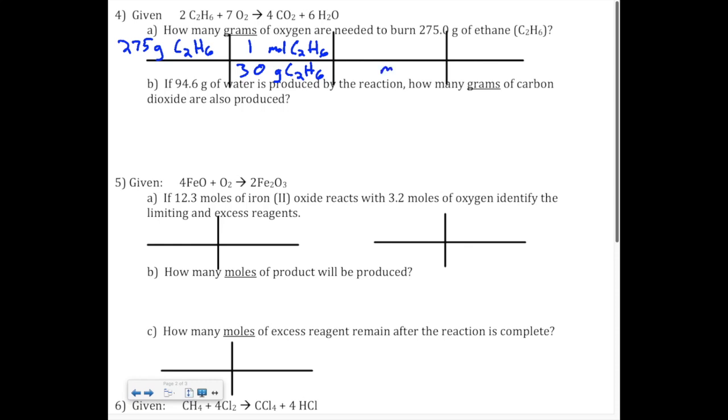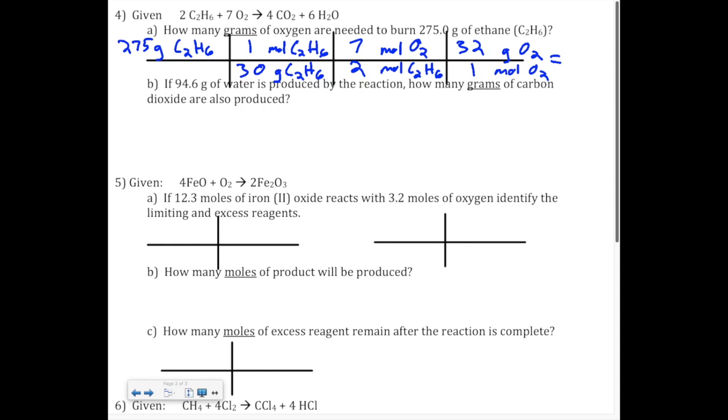And then moles of C2H6 to moles of O2, because I'm looking for grams of oxygen. Looking for grams of oxygen at the top. Now, the coefficient for oxygen is 7, the coefficient for ethane is 2, and then moles of oxygen to grams of oxygen. The molar mass of oxygen is going to be 32 grams per 1 mole.